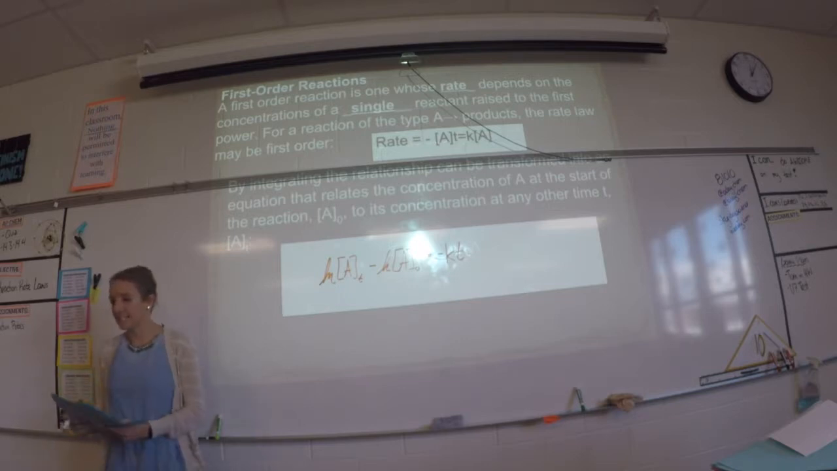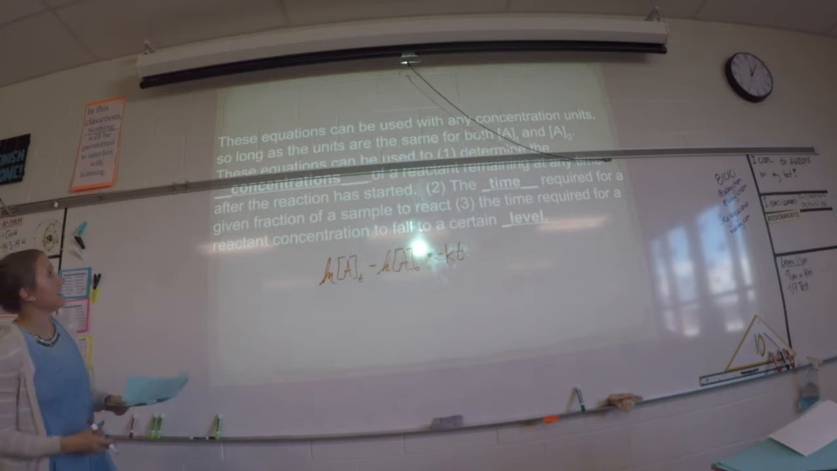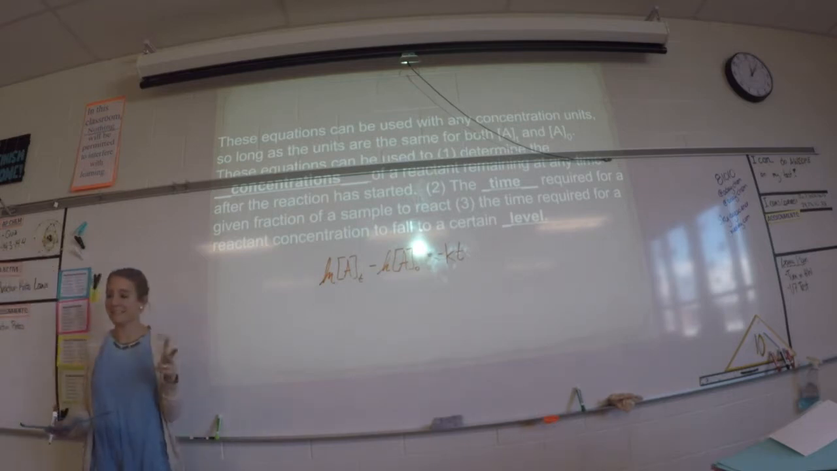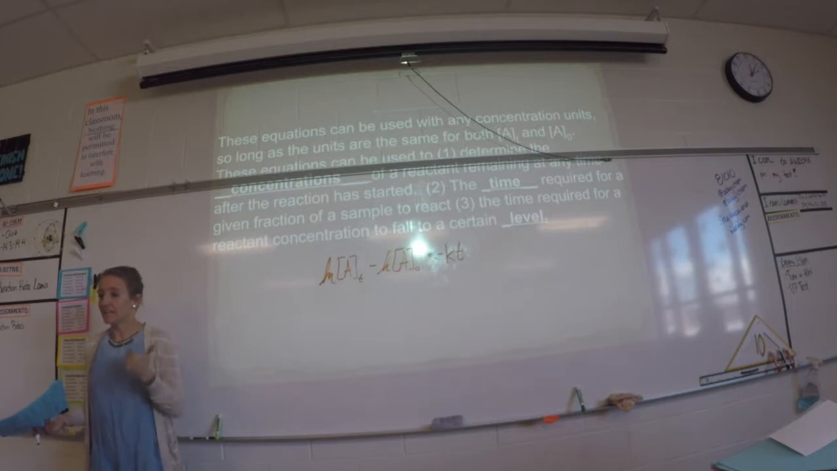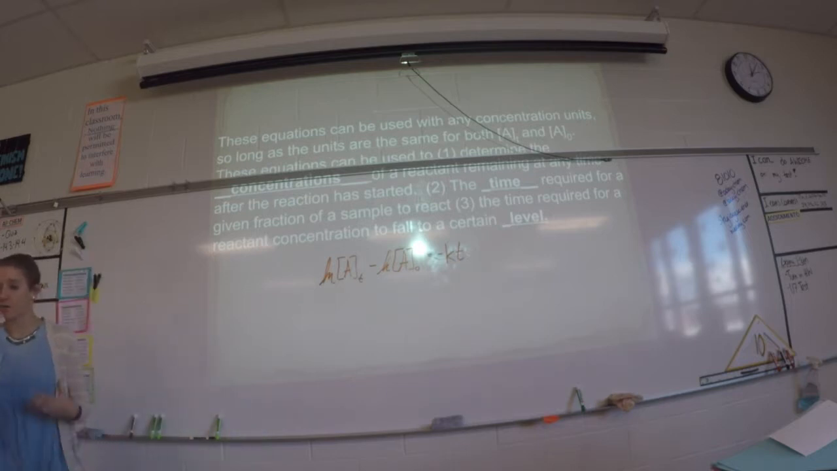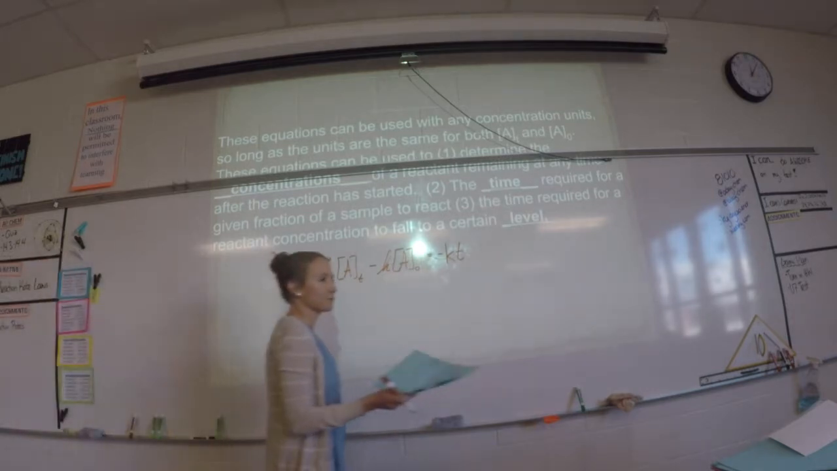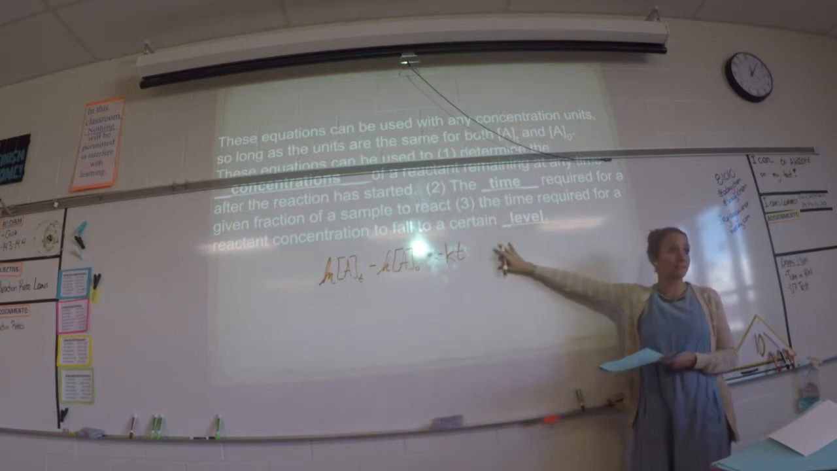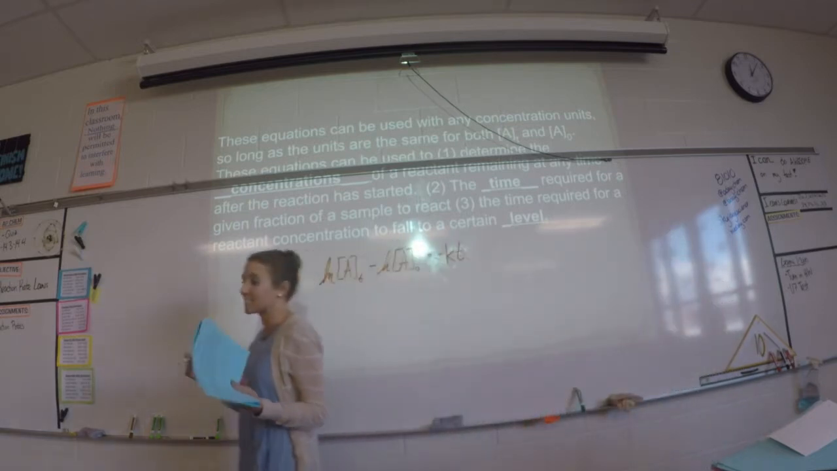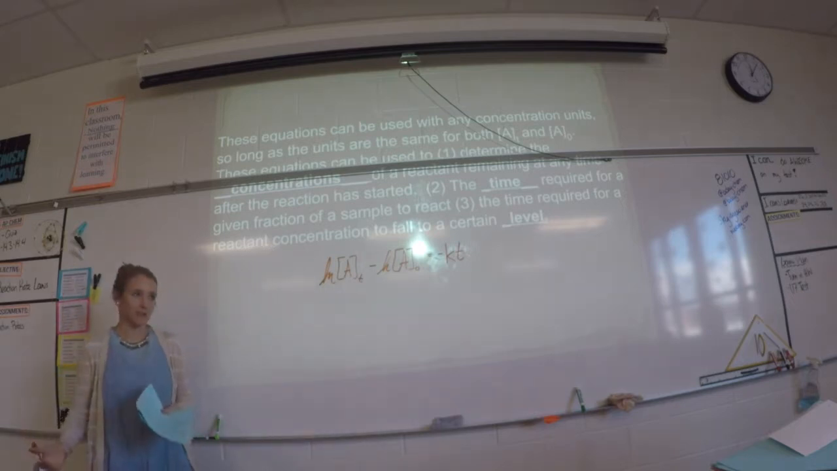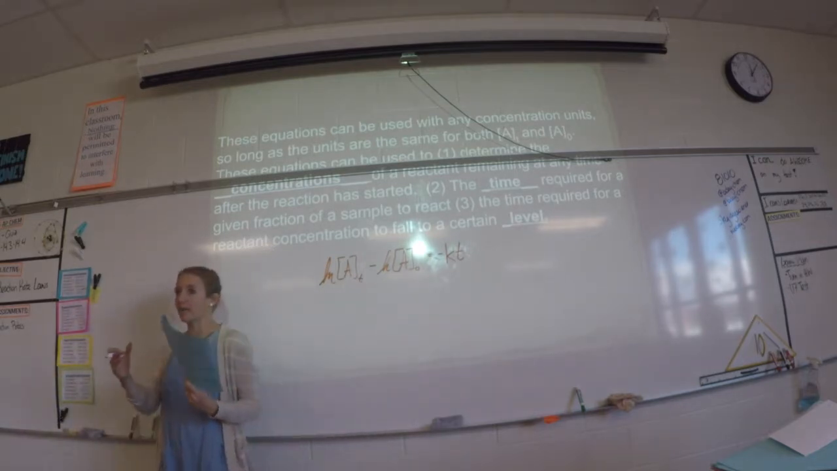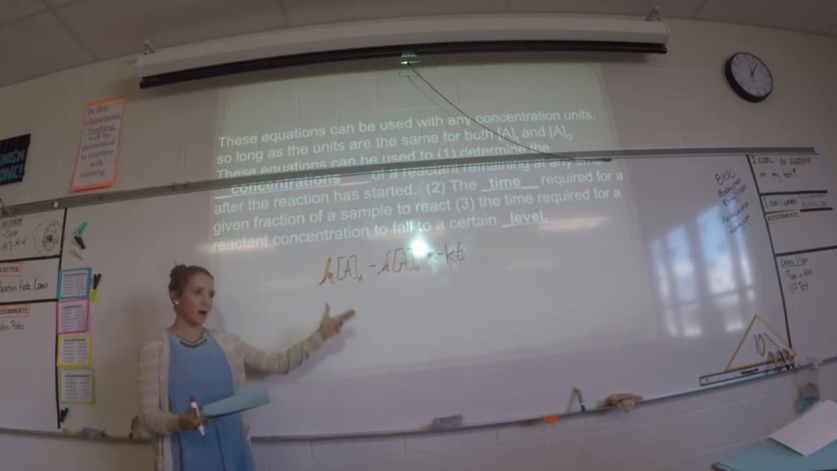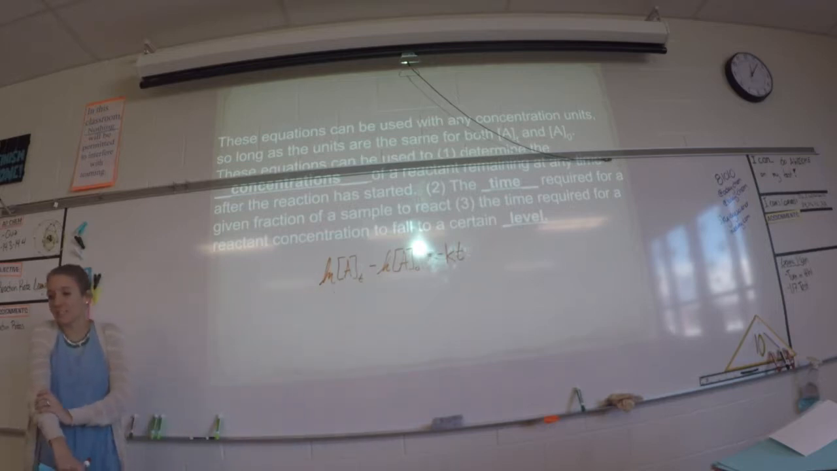What this equation does, I'll leave it up there, but I'm going to the next slide, is this equation helps us do 3 different things with it. One, we can determine the concentration of the reactant remaining at any given time. So if I want to know, after 30 seconds, how much am I going to have left? That's what this equation can show us. It also can show us the time it takes to get to a certain amount. Like, how long will it take to only have 20 grams left? You can also use this equation. And then finally, also the time required to fall to a certain level.